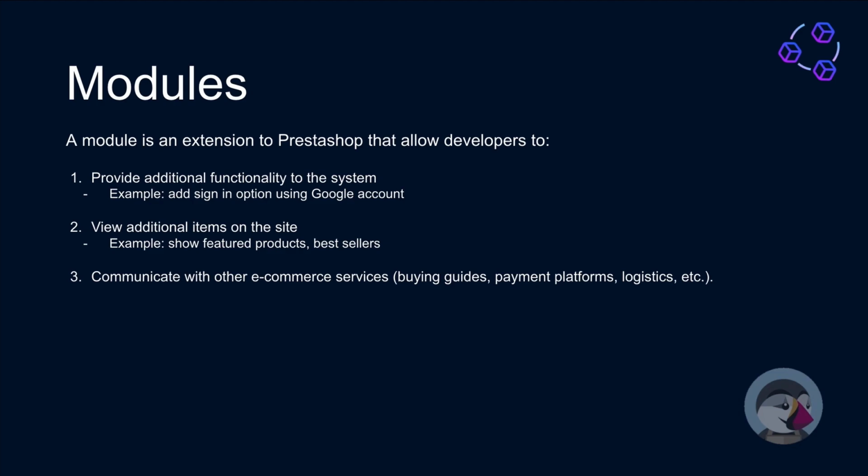The third point is to communicate with other e-commerce systems or services. For example, we can connect to a certain ERP to load products from there, or use a certain payment platform like PayPal, Stripe, etc.